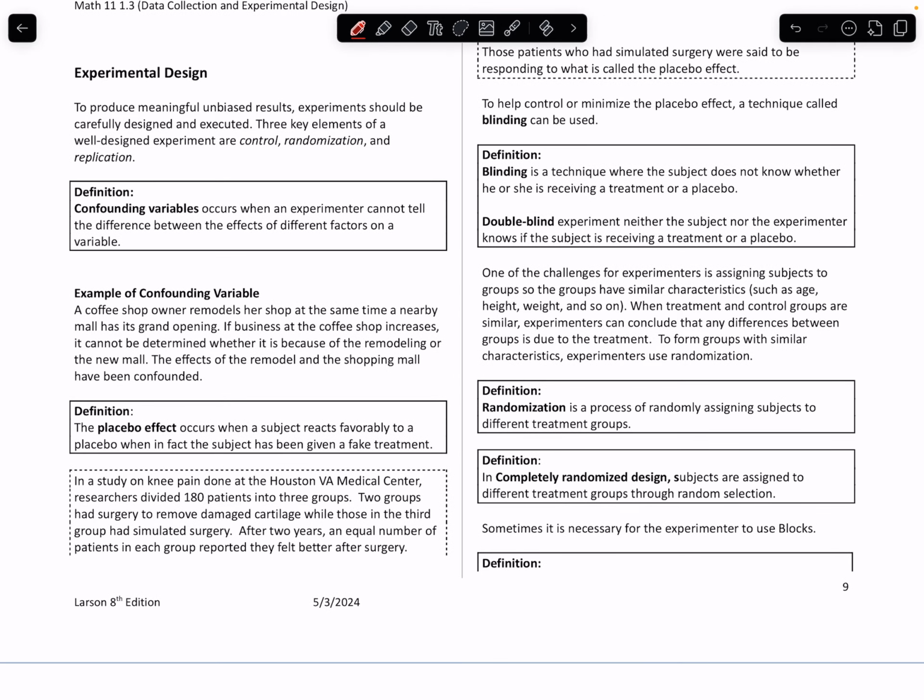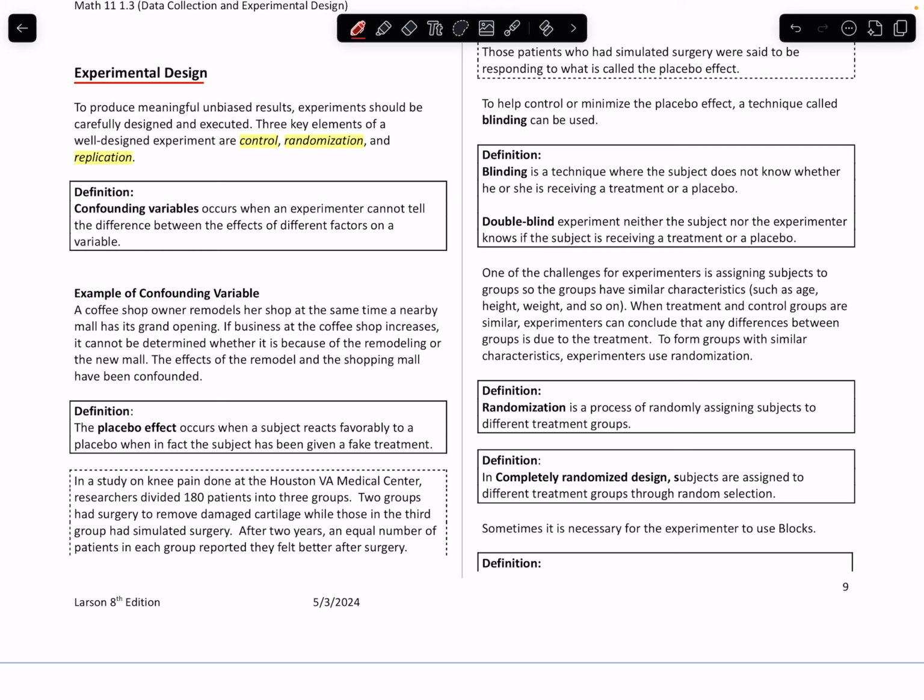So, experimental design. To produce meaningful, unbiased results, experiments should be carefully designed and executed. There are three key elements, which are control, randomization, and replication. Okay, I need to make sure that I have control over things and a control group.